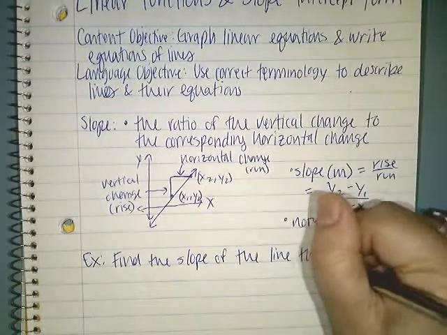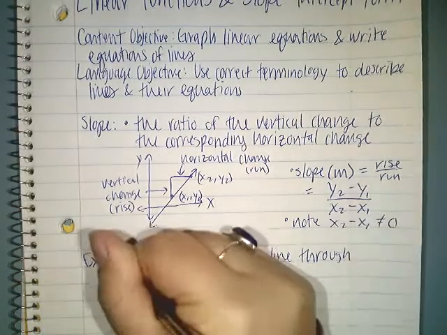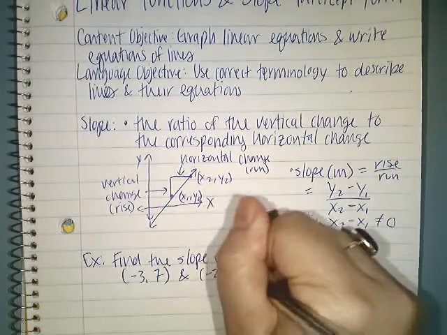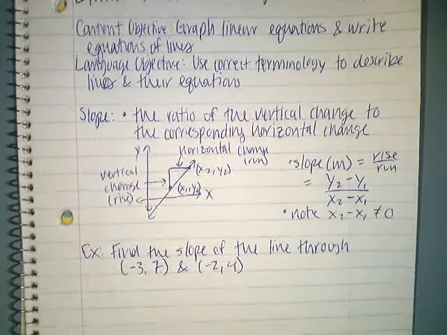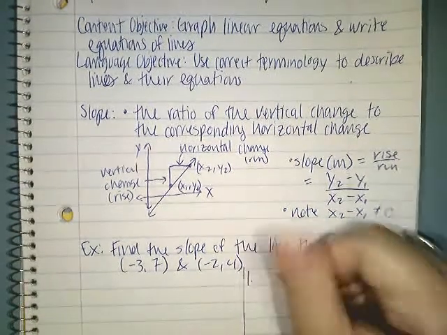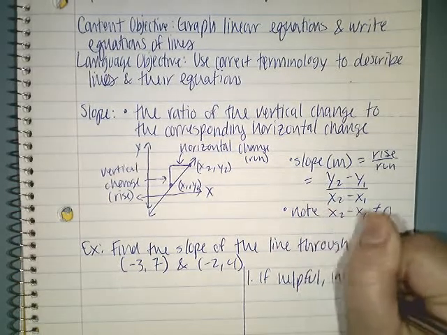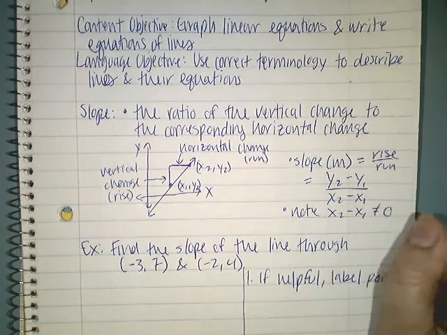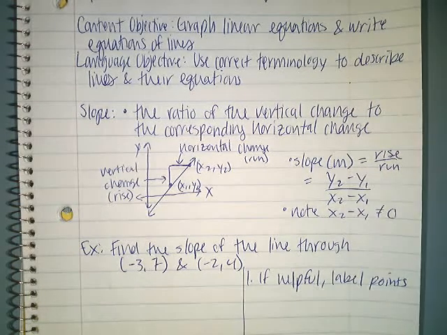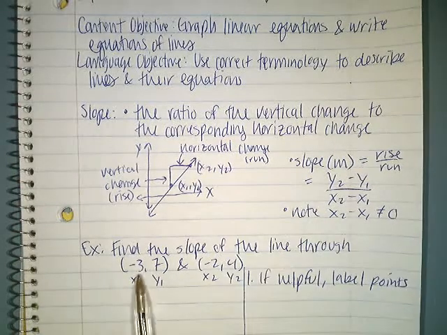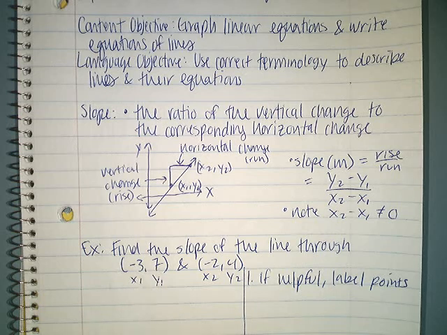that goes through the points -3, 7 and -2, 4. So what we're going to do here first, if it's helpful, we can label our points. When I say label, I mean write x1, y1, x2, y2. So in case you've forgotten, when you write a coordinate point, x always goes first, y always goes second. So when I'm labeling these, 1 and 1 always go together, 2 and 2 always go together.